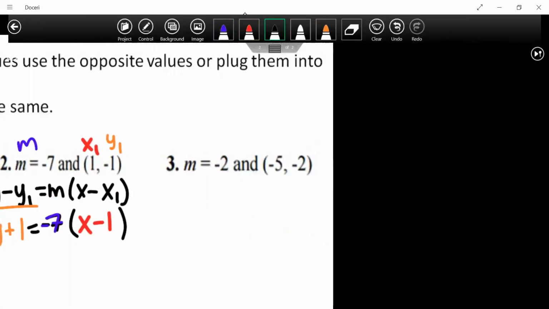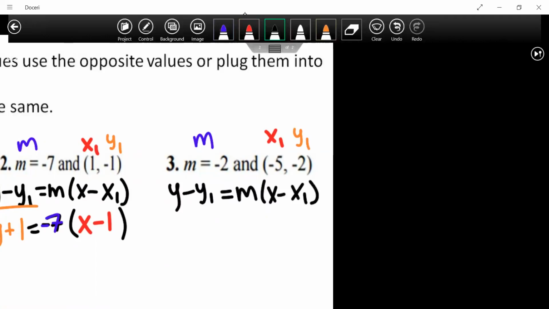We're going to go ahead and plug in. I'm just going to say my m is here, my x1 is here, my y1 is here. Okay, we're going to write the equation y minus y1 is equal to m times x minus x1. We're going to associate the y value. So what's my y value? So its opposite is plus 2. So y plus 2.